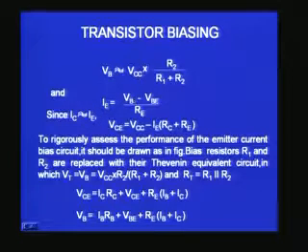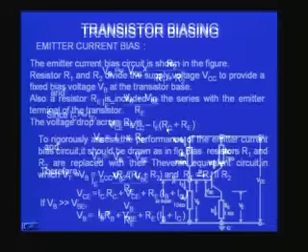VE is VB minus VBE by RE, and now we know VB from the VCC and the resistor combination that we have used for R1 and R2. So we can get IE, and since IC is almost equal to IE, we also know IC. And what is the voltage across the collector emitter? VCE is nothing but VCC minus IE or IC multiplied by RC plus RE. I hope you see the point.